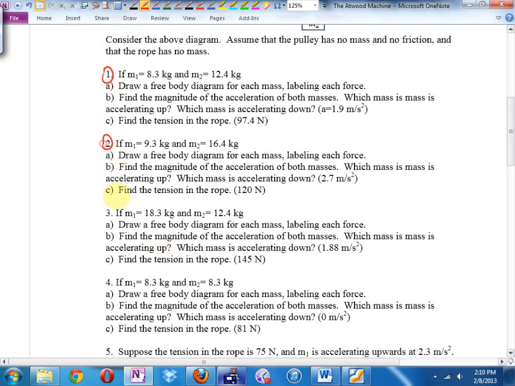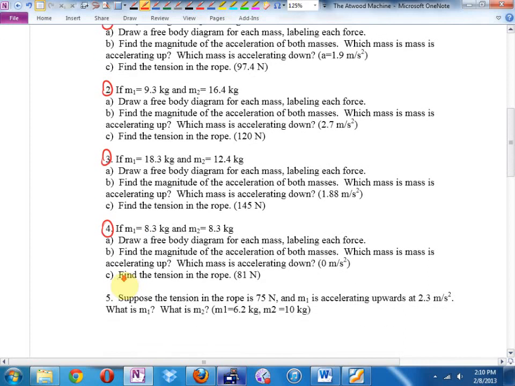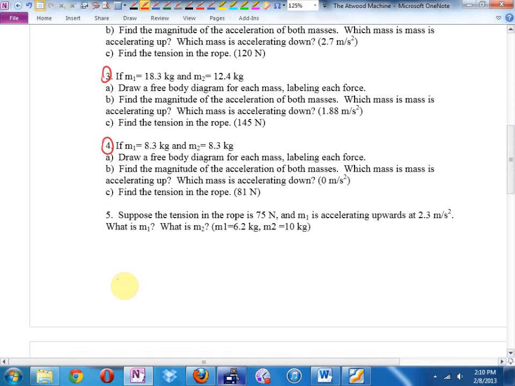1, 2, 3, and 4. I'm going to give you an Atwood machine. I'm going to give you both masses, and I'm going to say find the acceleration, find the tension. In Physics 12, I'm going to give you number 5, where instead of giving you the masses, I tell you the tension and the acceleration, and I say, good, now work your way backwards and figure out what the masses have to be. It's really exactly the reverse of number 4.